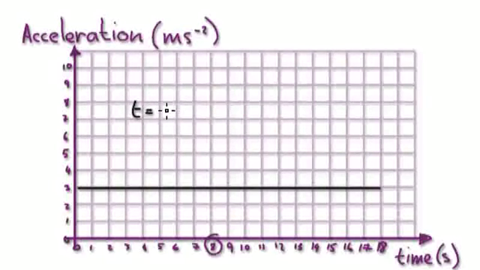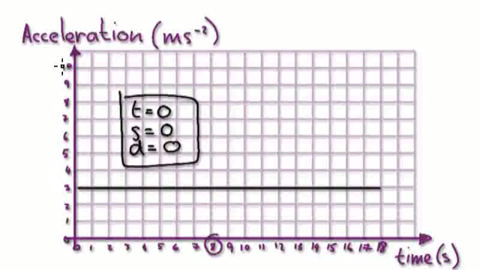Let me write this down. When t equals 0, speed equals 0 and d equals 0. So these are the initial conditions, and from the graph, the acceleration is 3. So now I can ask you a question. What is the distance traveled after 8 seconds? So press pause and have a go.